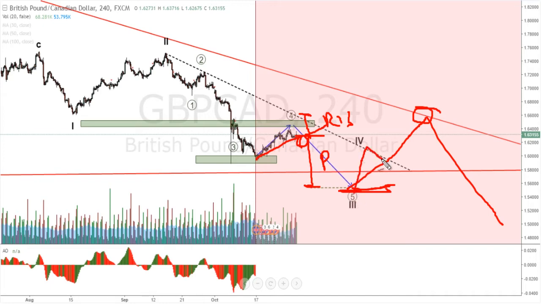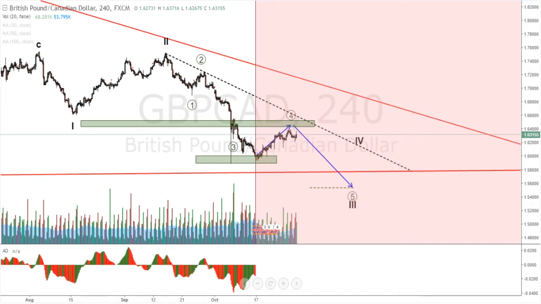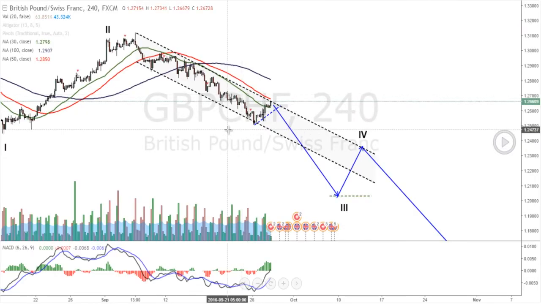This would also be after this wave 5. This could also be a wave 1, 2, 3. Then you have 4, and then you have a move down. Same thing here. I was looking to enter there. I already had some positions from, I don't know, September or somewhere around here.